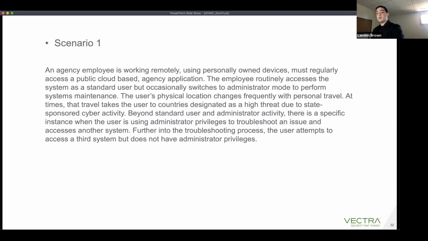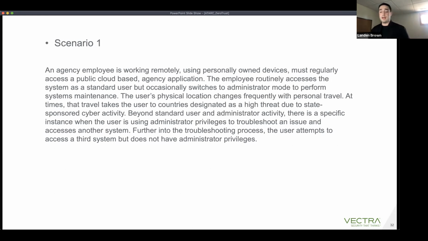And so the scenario asks us, what would we do? What would we observe? And how would we handle a scenario in which the user is using administrative privileges to troubleshoot an issue and access another system? Further into the troubleshooting process, which is where the key indicator here is, the user attempts to access a third system, but does not have administrator privileges.